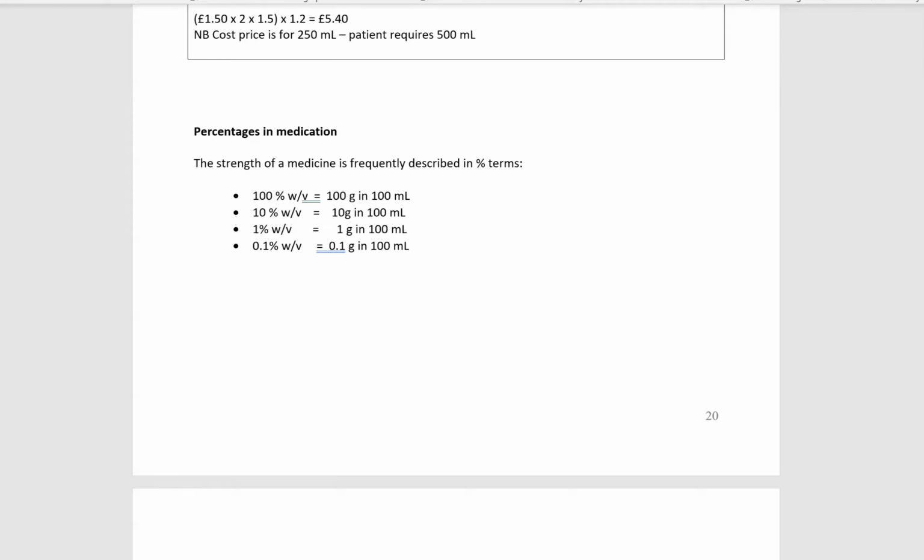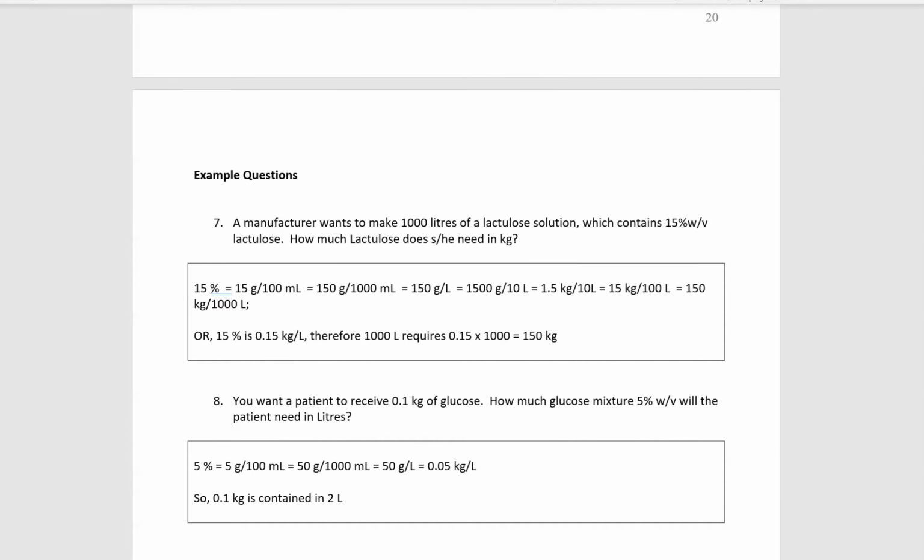So W over volume means weight in volume. So weight in gram in 100 milliliter. And now you want to make a 1000 liter of lactulose solution which contains 15% W over volume, weight over volume. So gram over 100 milliliter.